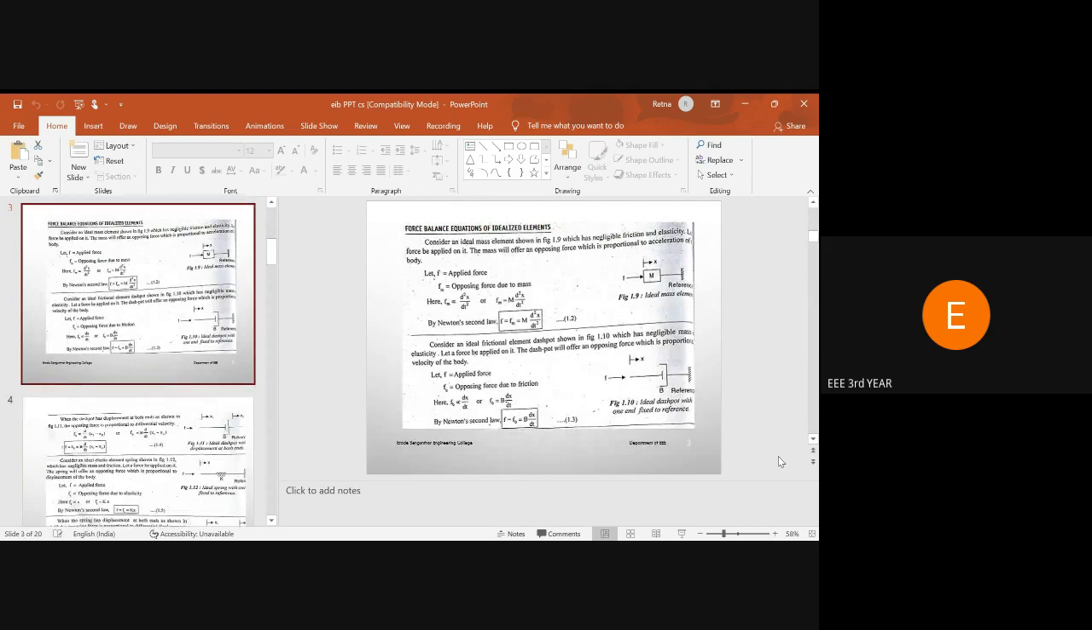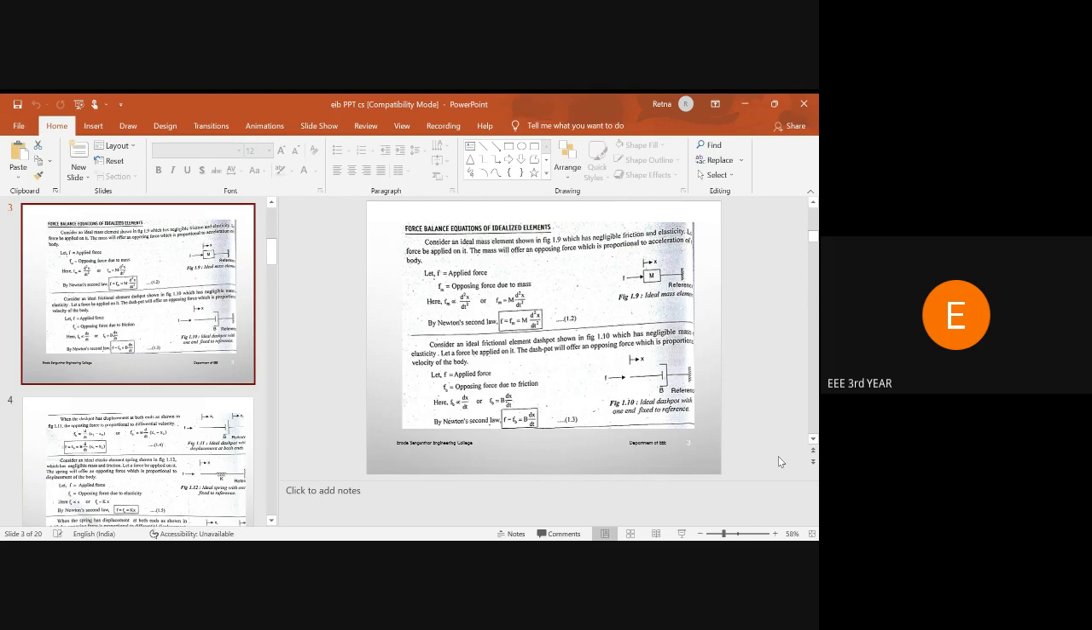The applied force is F, and the opposing forces of the various basic elements are as follows. First one is mass. Consider the ideal mass element. M is the symbol of mass, x is the displacement, F is the applied force, Fm equal to opposing force due to mass. Opposing force due to mass is directly proportional to d square x by dt square, or Fm equal to m into d square x divided by dt square. This formula is the opposing force due to mass.